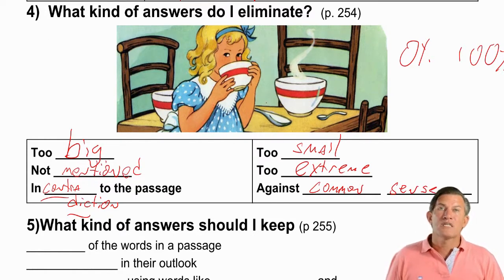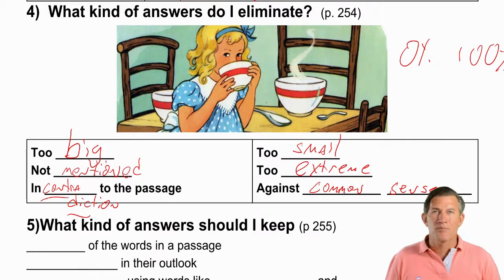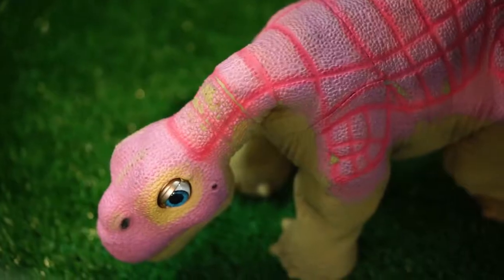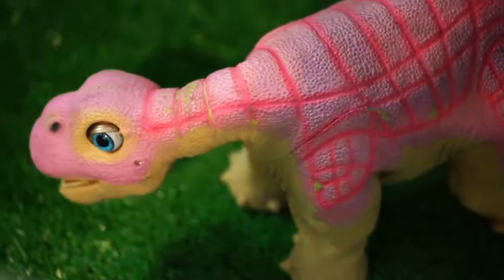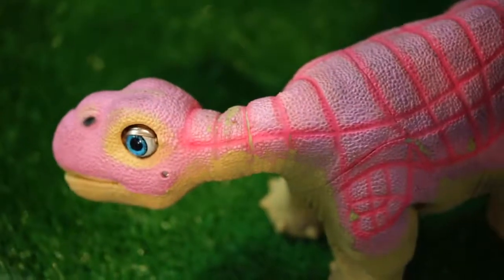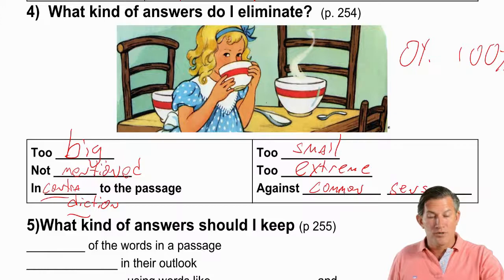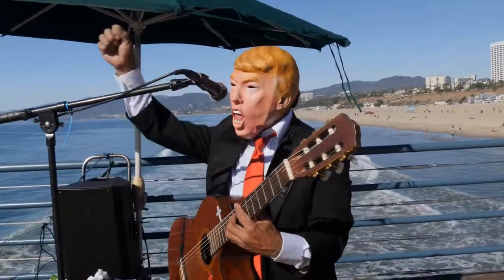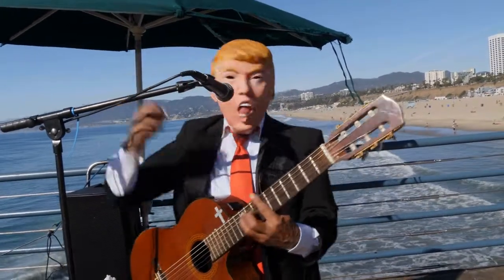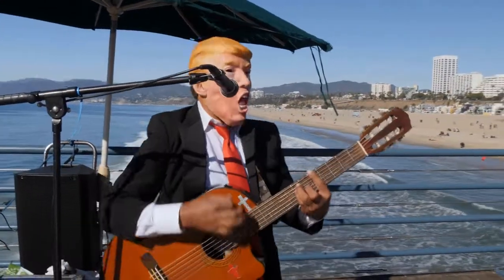Okay, if it's against common sense, it's probably not going to be the answer, no matter what the passage says. I have a pet dinosaur? No, I don't, because they're extinct. All right, so what are the extreme words? I sometimes call them the Trump words. Everything's bigger and better and the best and the worst, and all those things. It's probably too extreme.